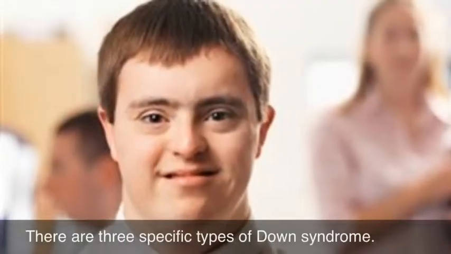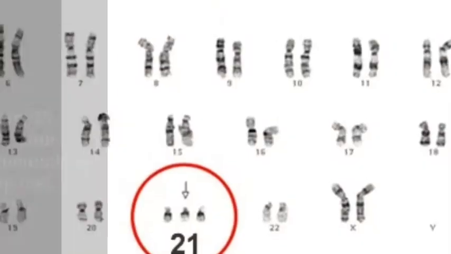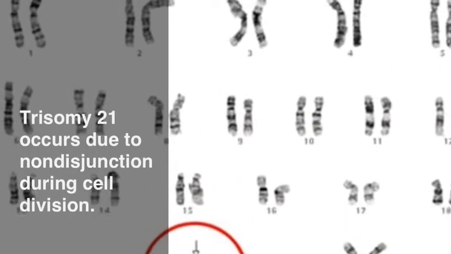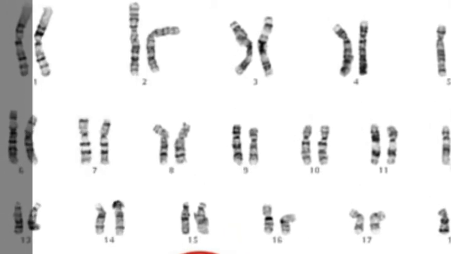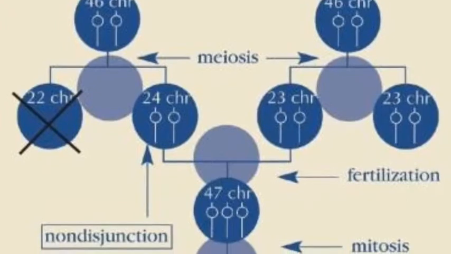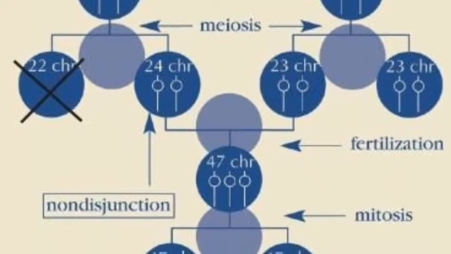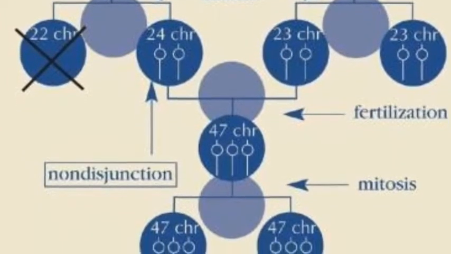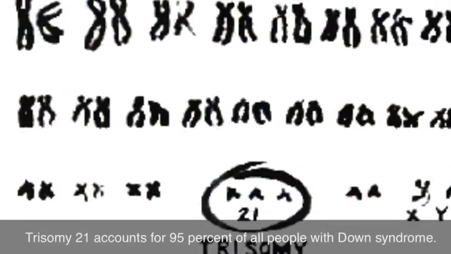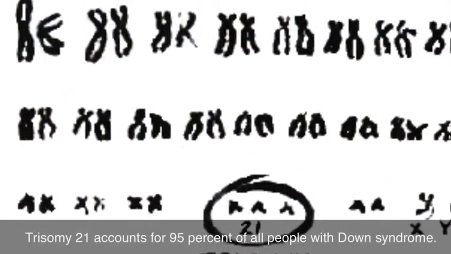There are 3 types of Down syndrome. The first is called trisomy 21 and occurs from non-disjunction during cell division. This means that prior to conception, a pair of chromosome 21 in either the egg or sperm fails to separate, resulting in the embryo developing an extra chromosome in every cell of the body. Trisomy 21 accounts for 95% of people with Down syndrome.